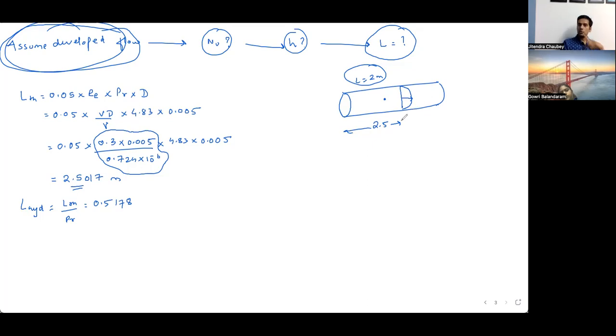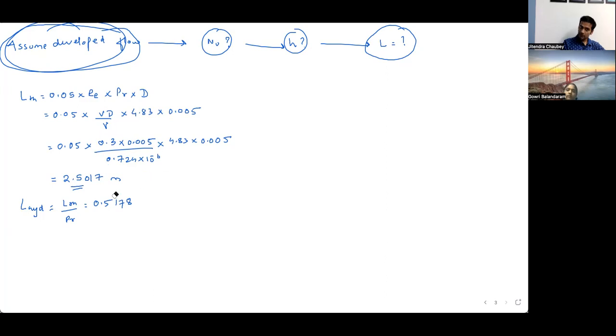So what should be done? The step should be, whenever there is a question of finding the length, you should either assume fully developed or assume developing first.